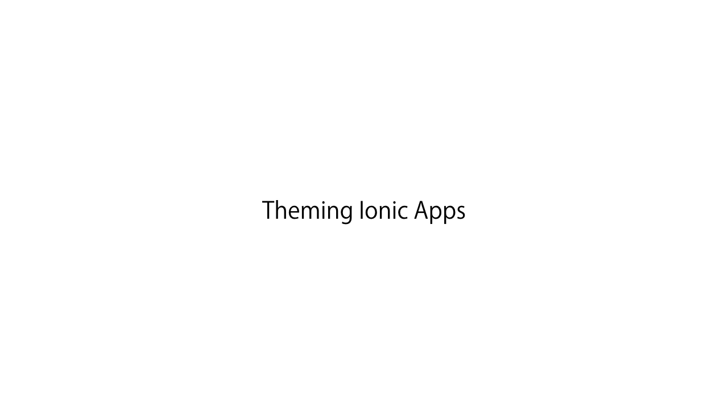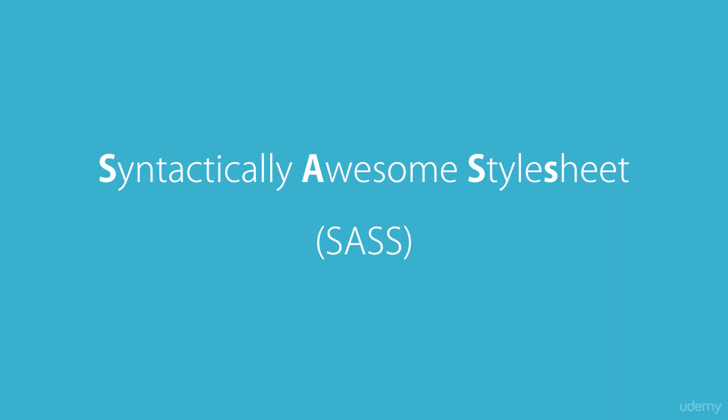All right. We have covered a lot about plugins. Now let's finish up this section by having a discussion on theming your applications. Ionic uses a style sheet language called Sass, which stands for Syntactically Awesome Style Sheets. And basically, it's an extension to CSS that brings a lot of powerful features that we don't have in CSS.